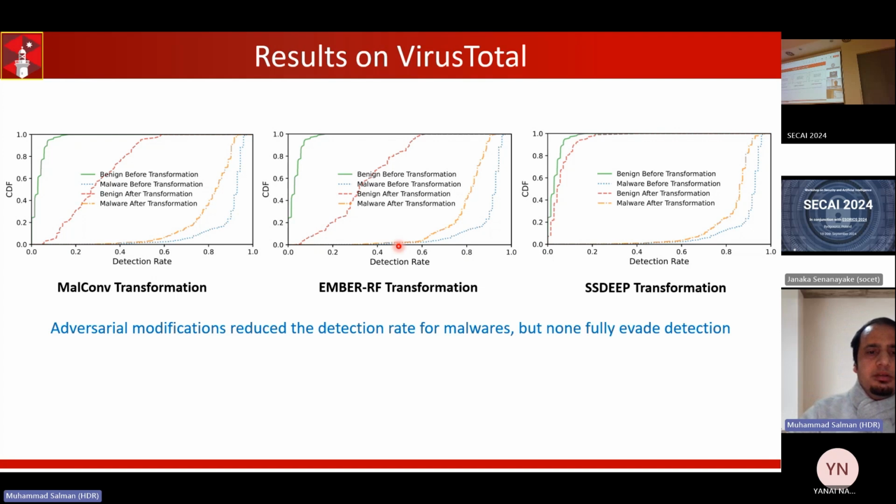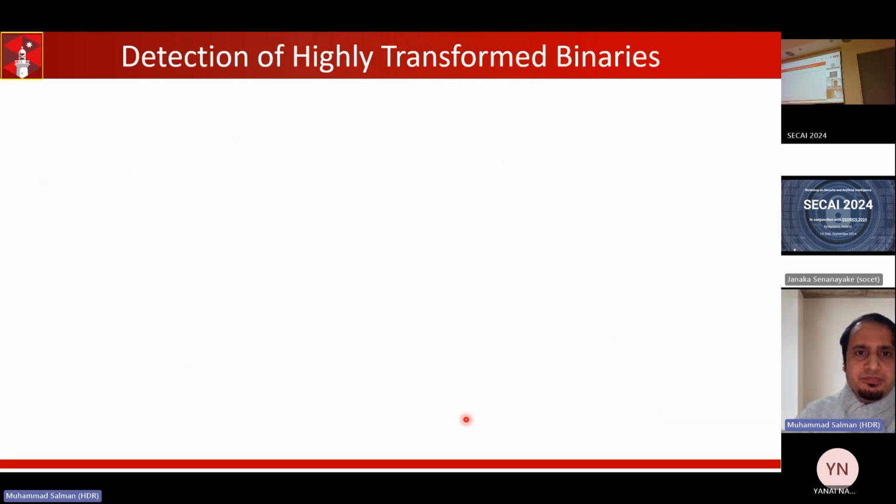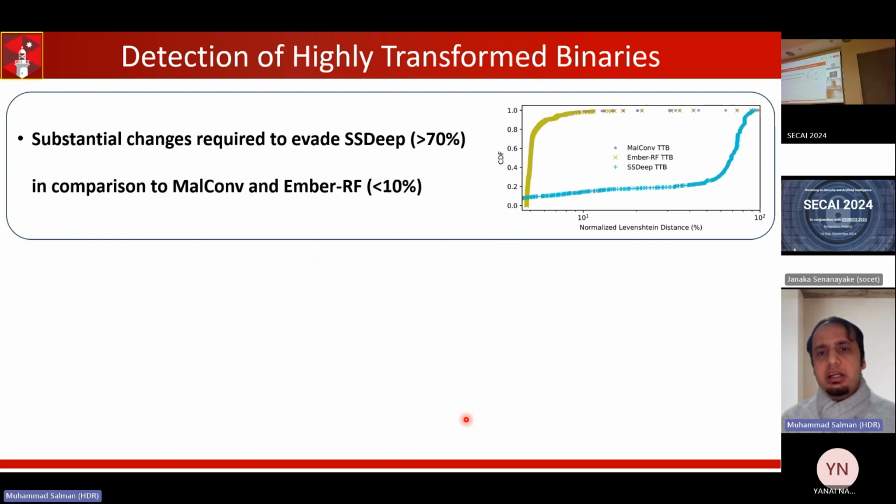So we see that an ensemble of detectors like VirusTotal helps mitigate the impact of adversarial transformations. Our third important contribution was that the highly transformed binaries can be detected. From this graph, we measure the changes in the binaries in terms of Levenshtein distance.